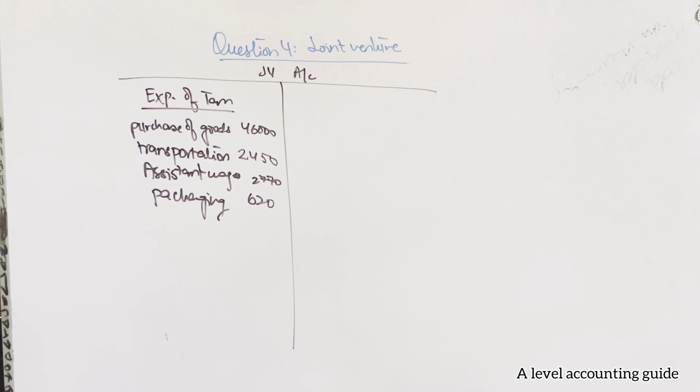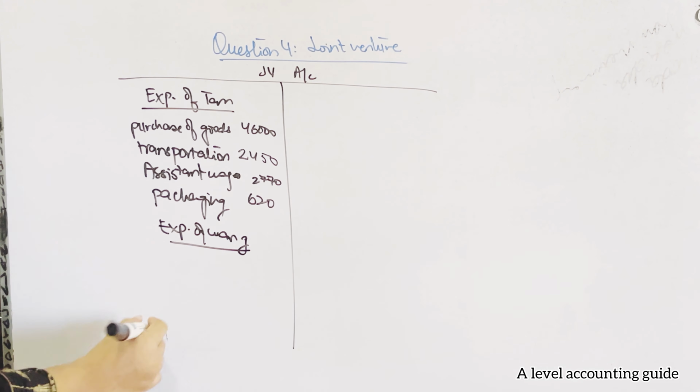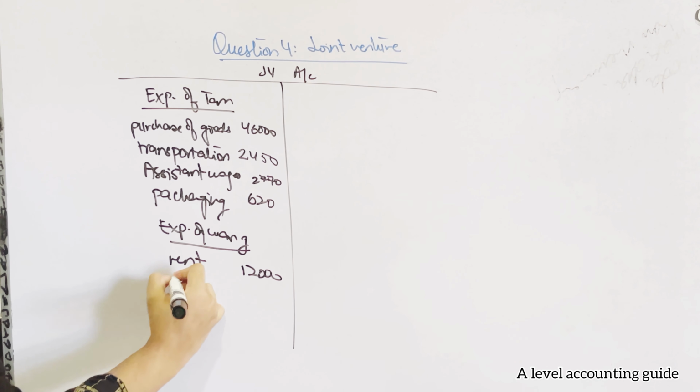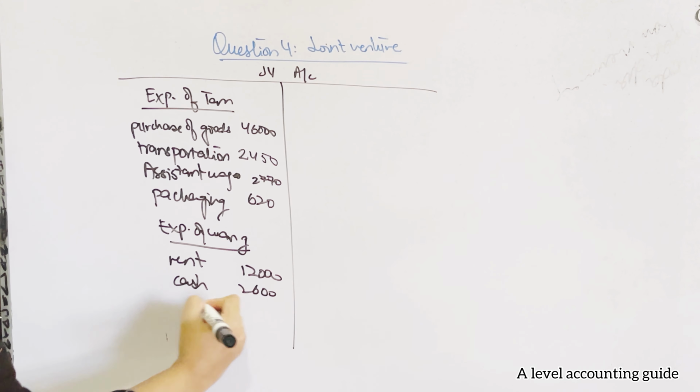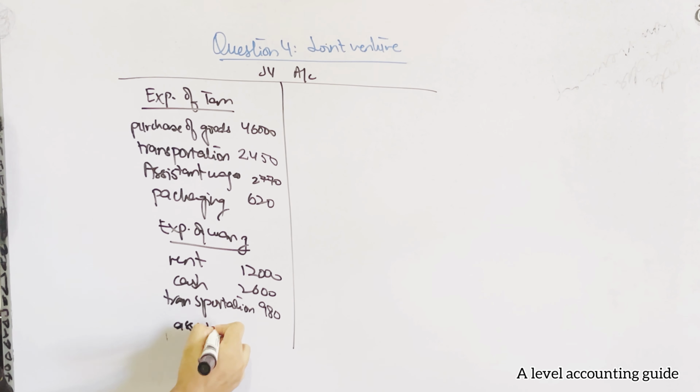Now we move on towards the expenses of Wang. The important thing here is that all the expenses have been listed. You're just going to list them down in the account where they are supposed to be written. We have the rent of stall as 12,000. We have the cash register as 2,600. We have the transportation expense as 980. We have the assistant's wages as 5,400. We have the packaging as 4,080. So these are the expenses that we have listed down.